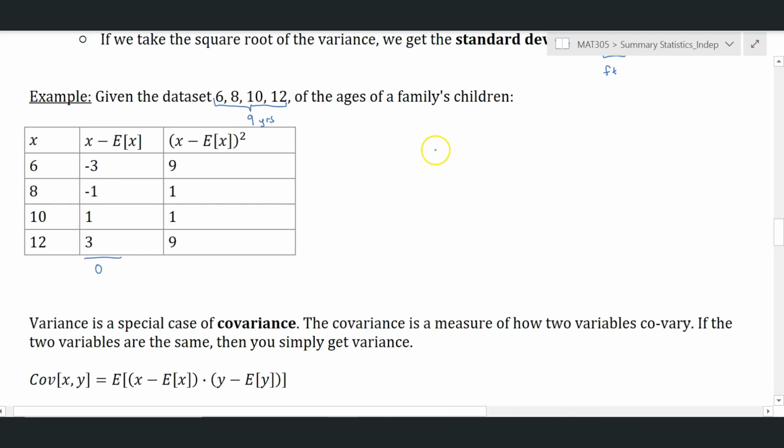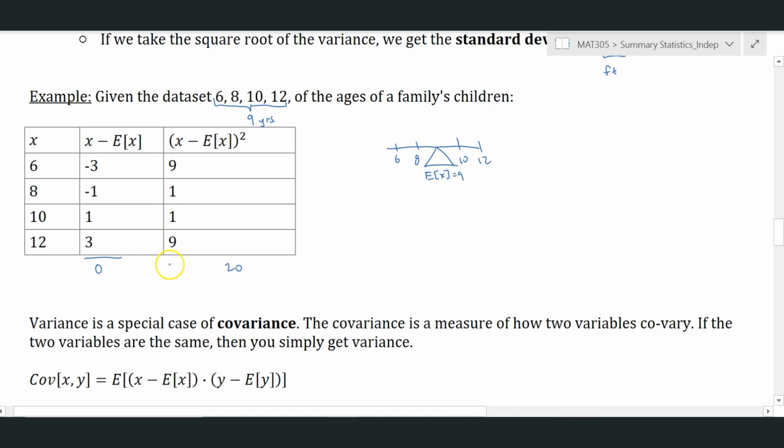Think about that mean as providing a center of mass. So you have a 6-year-old, an 8-year-old, a 10-year-old, and a 12-year-old. They perfectly balance this scale. Expected value of x is 9, and that's how the mean is calculated to provide this balance, and so they're going to sum to 0. And now we need to square them. So -3 squared, -1 squared, 1 squared, 3 squared. Add these up, you get 20.